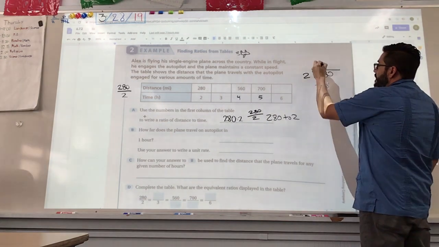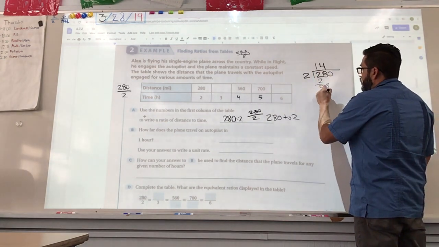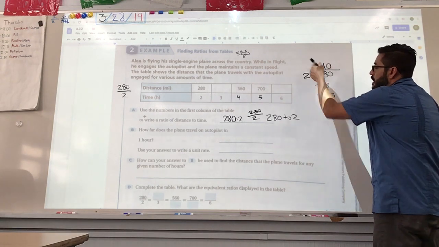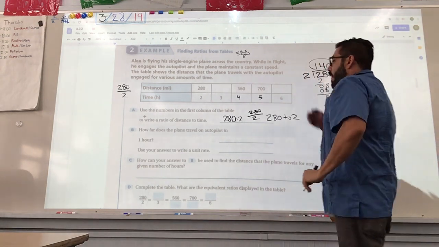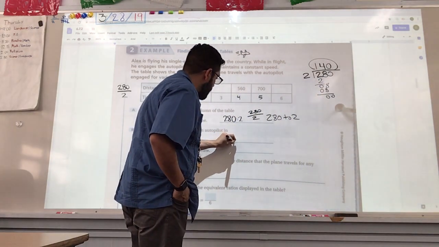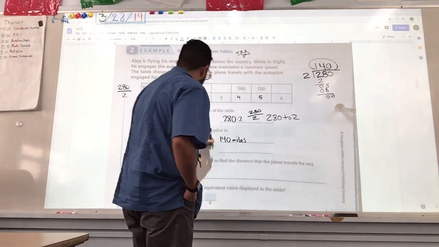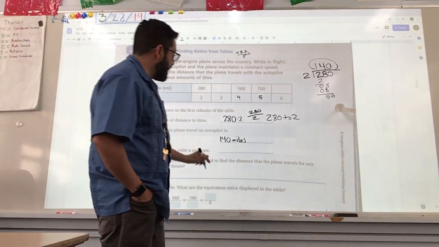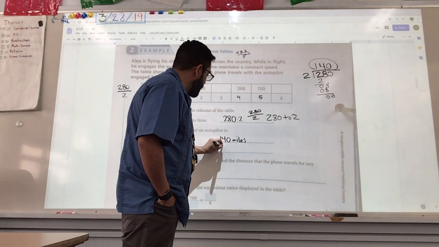2 goes into 8 4 times. 2 goes into 0, 0 times. 140 miles in 1 hour. Use your answer to write the unit rate. The unit rate is going to be 140 over 1.